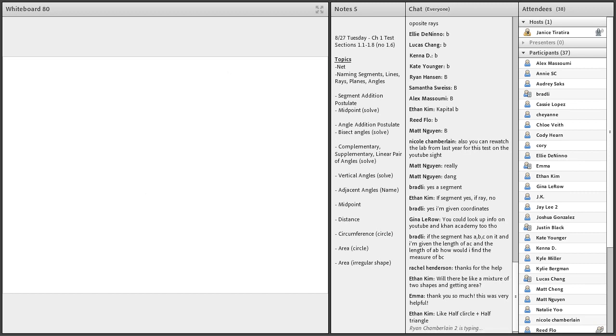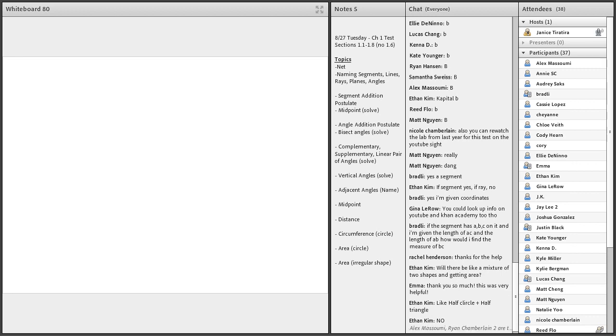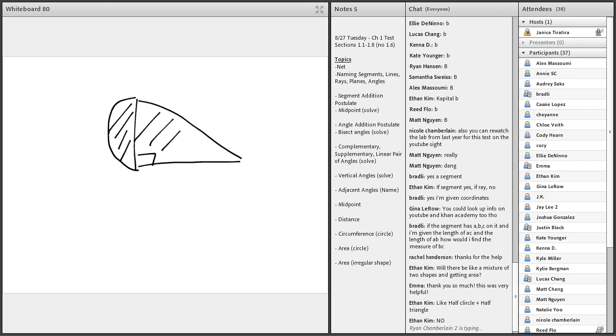Okay, so half circle, half triangle. Yes, there could be even. So yes or no, right? Sorry, I can't give you a straightforward answer. But there could be something like this, where you have to find the area of this. It looks like an ice cream cone. Oh man, that looks tasty. Okay, so let's say this whole segment, aka the diameter, that whole segment is 10 centimeters. And then this whole segment here is 20 centimeters.